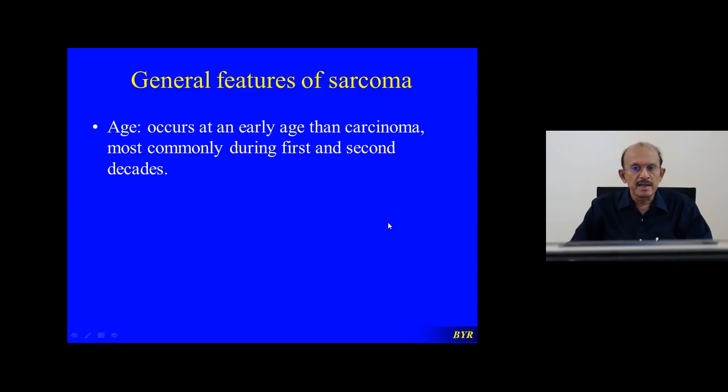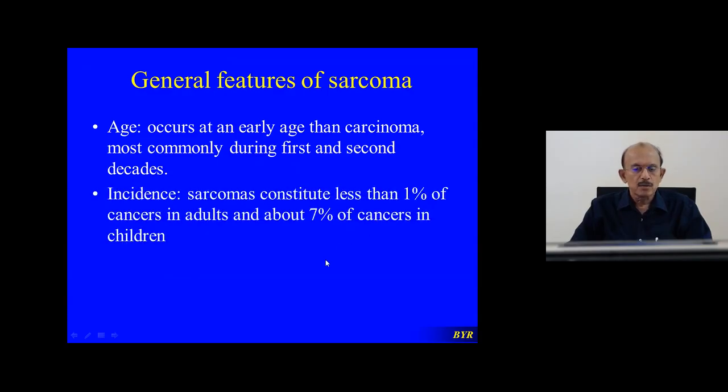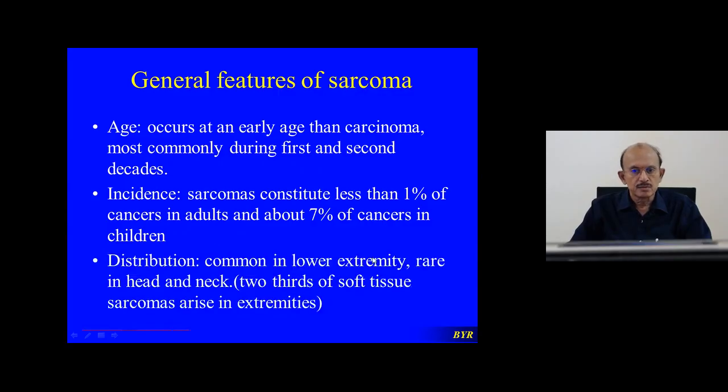So all these sarcomas have common general features. They occur at an earlier age than carcinoma. Carcinoma usually occurs in the middle age. These occur at an early age, most commonly during the first and second decades itself. Sarcomas constitute less than 1% of cancers in adults and about 7% of cancers in children. They are more common in the lower extremity, rare in the head and neck. Two-thirds of soft tissue sarcomas arise in the extremities.